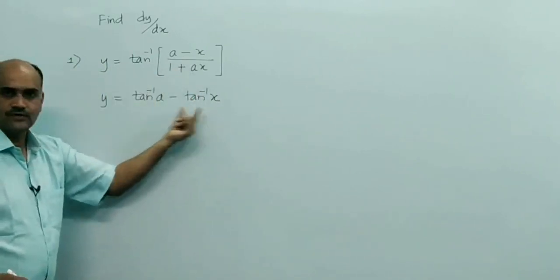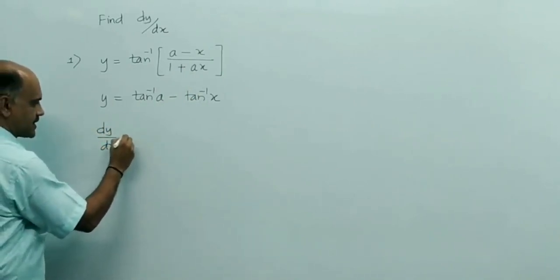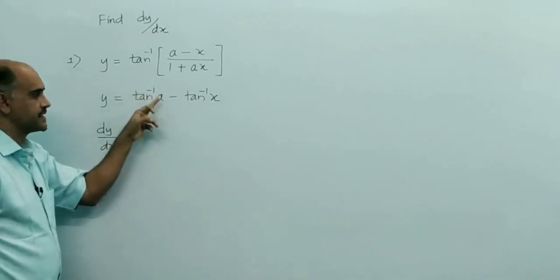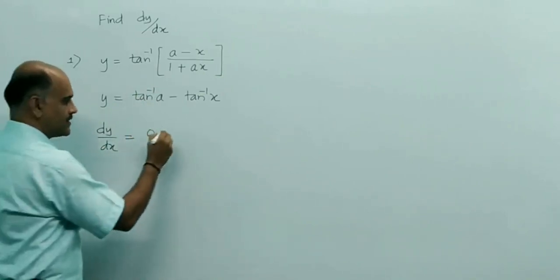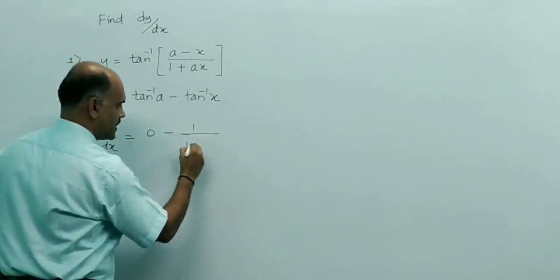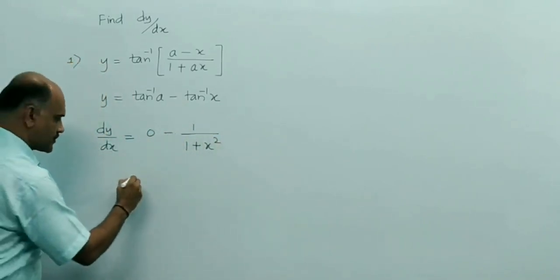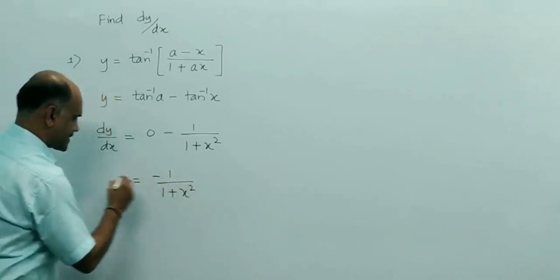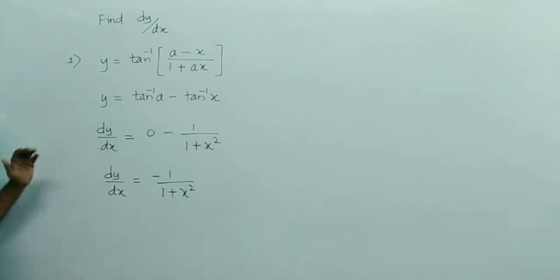Now it is easy to differentiate. If you differentiate now, dy by dx is equal to: tan inverse a differentiation is 0 because there is no x term. Tan inverse x differentiation is 1 by 1 plus x square. This minus I have kept over here. So dy by dx is minus 1 by 1 plus x square. Clear, students? So for 1 or 2 marks you will have these problems.